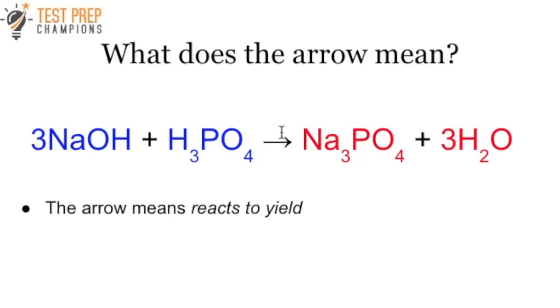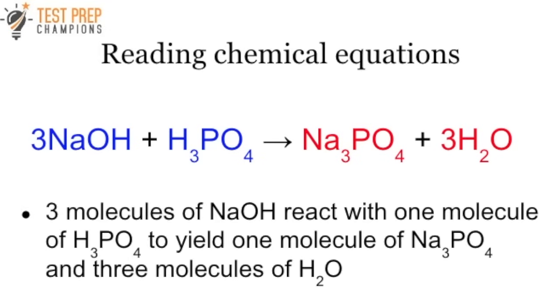And the arrow just means reacts to yield. So the arrow is kind of like an equal sign in math. It's not exactly the same thing, but it's a similar idea here. Basically, if I wanted to read this all out, I would say there's 3 molecules of NaOH, and they're reacting with 1 molecule of H3PO4 to yield 1 molecule of Na3PO4 and 3 molecules of H2O. And the word yield basically means that we're producing, right? So these two substances react to produce these two substances over here. Just to keep it simple, everything on the left-hand side, remember that those are called reactants. Everything to the right of the arrow, we call those substances the products.